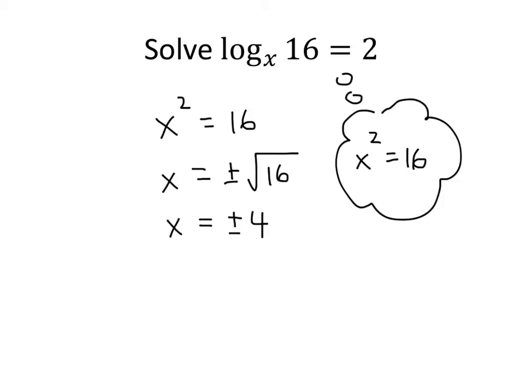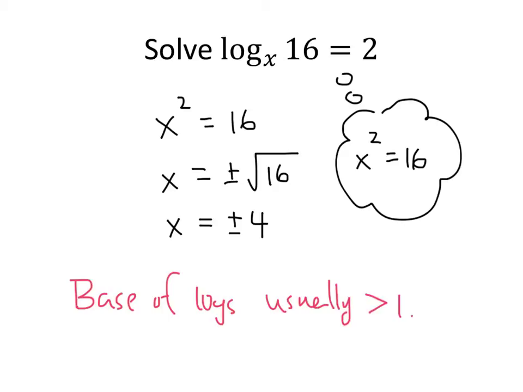But let's pause a second and make sure that these really are the right answers. Does it make sense to think about the log base negative 4 of 16? Well, we might be able to come up with a way to make that make sense, but typically when we think about logarithms, we want to think of the base as always being greater than 1. So the base of logarithms is usually bigger than 1. And only one of these answers that we got is actually greater than 1. So that means that we throw away the negative answer, and we get x equals 4 as our answer here.